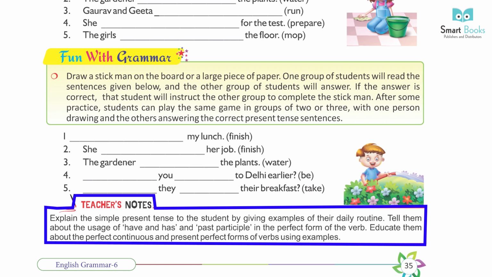Teacher's note. Explain the simple present tense to the student by giving example of their daily routine. Tell them about the usage of have and has and past participle in the perfect form of the verb. Educate them about the perfect continuous and present perfect forms of the verb using examples.